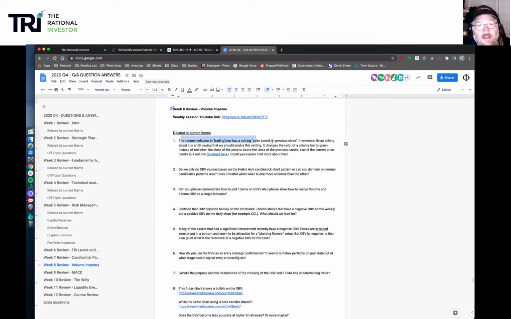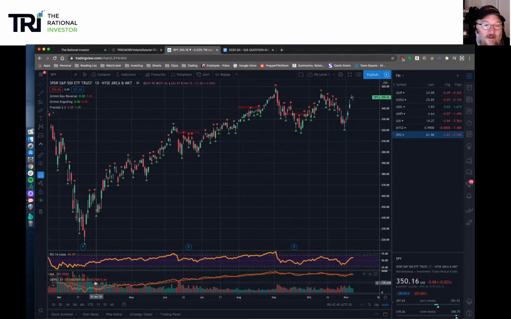Questions. The volume indicator on TradingView has a setting color based on previous close. I remember Brian talking about in the DB saying we should enable that setting. I'm not a big fan of that myself. It changes the color of the volume bar to green instead of red when the close of the price is above the close of the previous candle, even if the current price candle is a red one. Yeah, I'm familiar with it. I am personally not a big fan of doing volume that way.